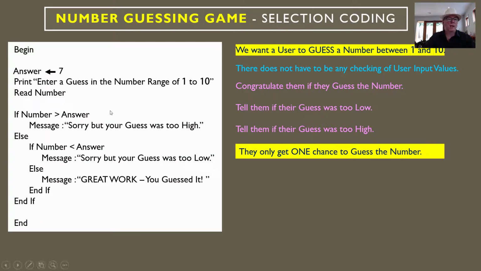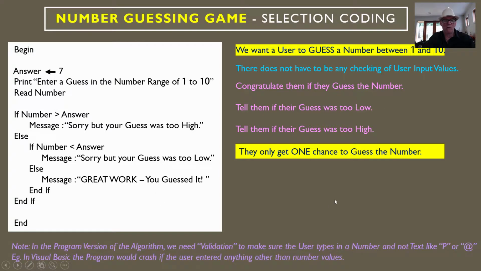So the algorithm will be like this. We're just going to set the number equal to 7. That's the lucky number, the mystery number is 7. So they can enter a guess in the range of 1 to 10. We have a read, so they can type that in. Now, if the number they guessed is bigger than the answer, we just say, sorry, your guess was too high. If it's smaller than the answer we've set up, which is 7, it was too low. And if it's not too high and not too low, well, wow, they must have guessed the number. So we'll say, message, great work, you guessed it. And that's kind of the algorithm that we're using.